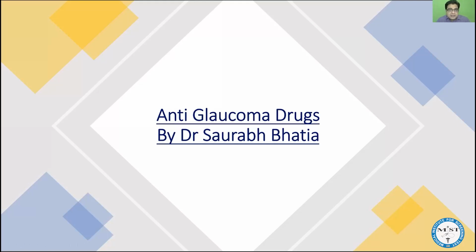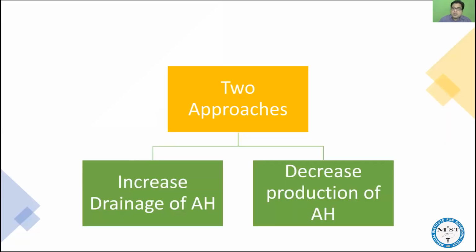Myself, Dr. Saurabh Bhatia, I am a pharmacology faculty in MIST, and I will be discussing anti-glaucoma drugs with you. As Dr. Anuradha has already explained, whenever we have to treat glaucoma, we have two approaches in our hand. Number one, we have to increase the drainage of aqueous humor. Second, we have to decrease the production of aqueous humor. According to the requirement, whether it is closed angle glaucoma or open angle glaucoma, we can go for either of these two options: increase drainage or decrease aqueous humor production.